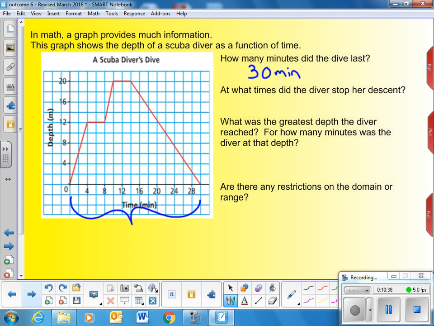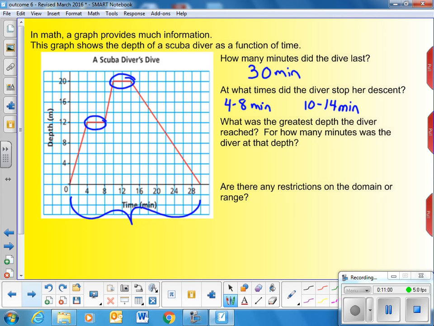At what times did the diver stop her descent? Well, she wasn't getting any deeper in two different sections of our graph, those two. So she didn't get any deeper between 4 and 8 minutes. And again, from 10 to 14 minutes.